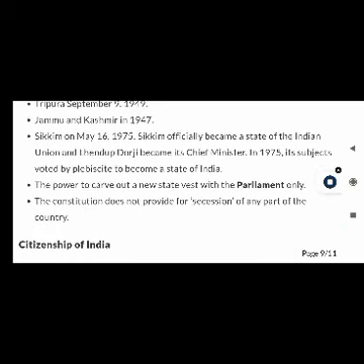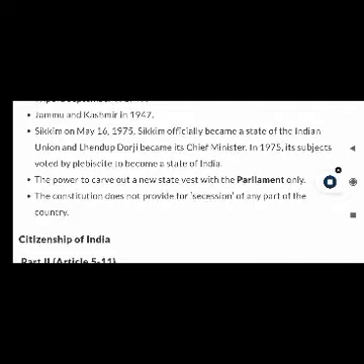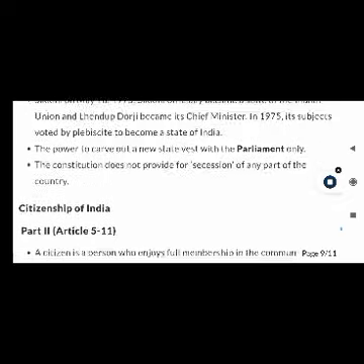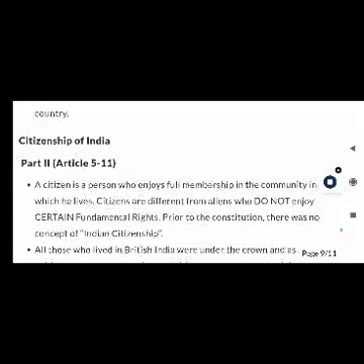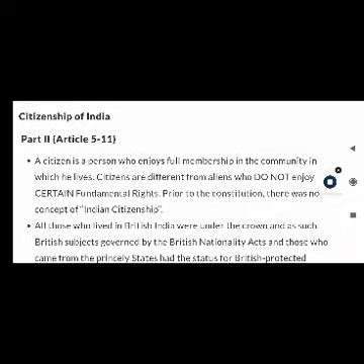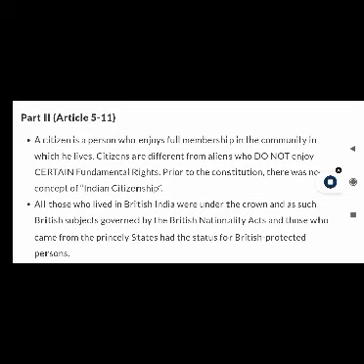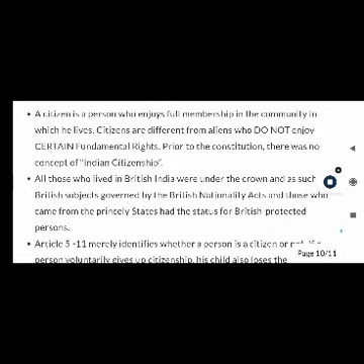The power to carve out a new state vests with the Parliament only. The Constitution does not provide for secession of any part of the country. Citizenship of India, Part 2, Articles 5 to 11. A citizen is a person who enjoys full membership in the community in which he lives. Citizens are different from aliens, who do not enjoy certain fundamental rights.